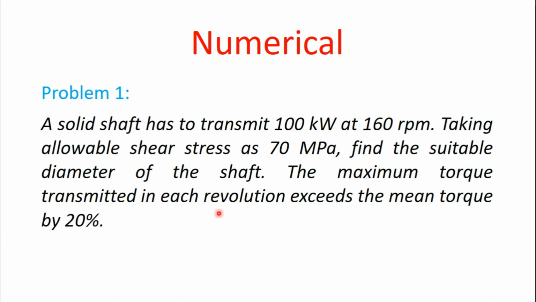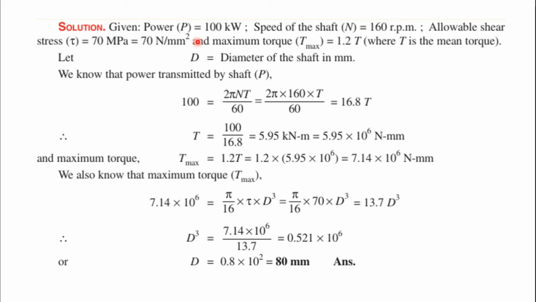The maximum torque transmitted in each revolution exceeds the mean torque by 20%. So the maximum torque is 20% more than the mean torque. Now here is the solution. Given P equals 100 kilowatt, speed N is 160 rpm. Allowable shear stress tau is 70 megapascal, converted into 70 Newton per mm square. 1 megapascal is 1 Newton per mm square, and the maximum torque T max equals 1.2 times T, because the maximum torque is 20% more than the mean or average torque.